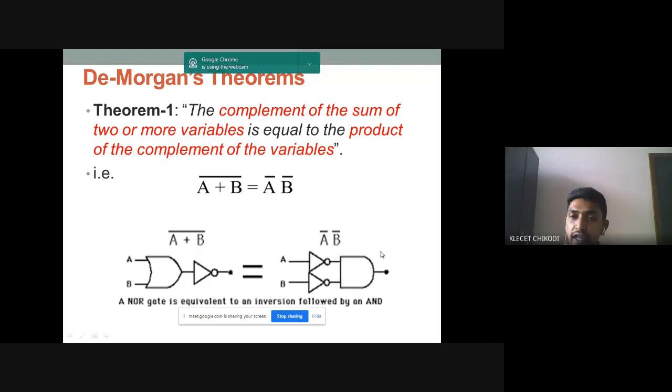And what is the output of the AND gate? Whatever the input you are giving, the product of those will be the output of the AND gate. So that will be A bar into B bar. Fine. So this is De Morgan's theorem. So this bar represents the complement of the sum of two variables is equal to the product of the complements of the individual variables. Okay, the product of the complement of the individual variables. So this is De Morgan's theorem. This is the first theorem.